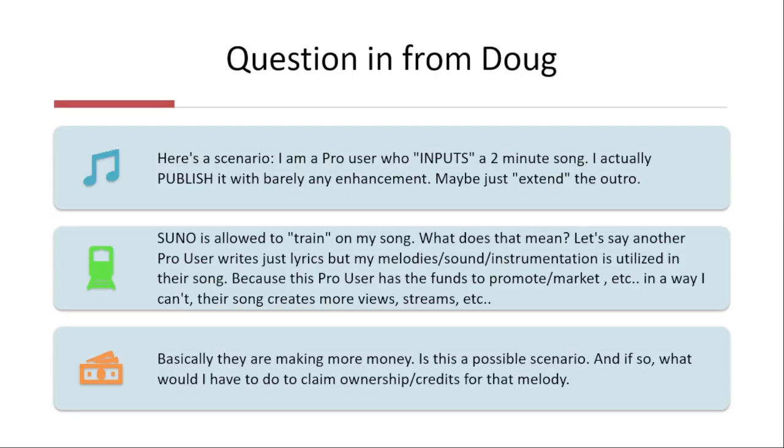Here's a scenario. I'm a pro user who inputs a 2-minute song. I actually publish it with barely any enhancement, maybe just extend the outro. Suno is allowed to train on my song. What does that mean? Let's break down the first part of Doug's question.